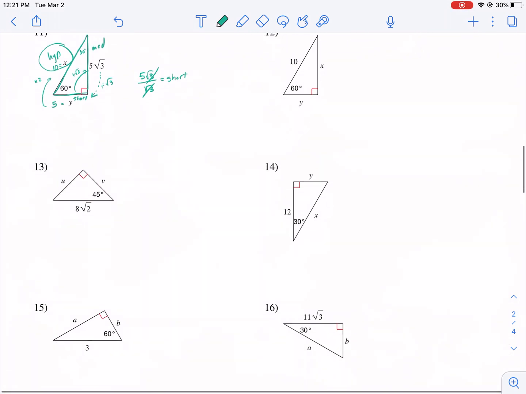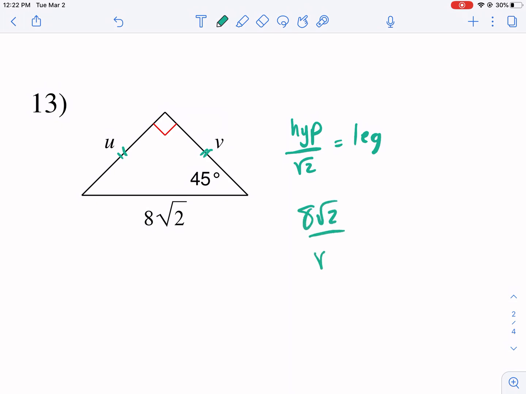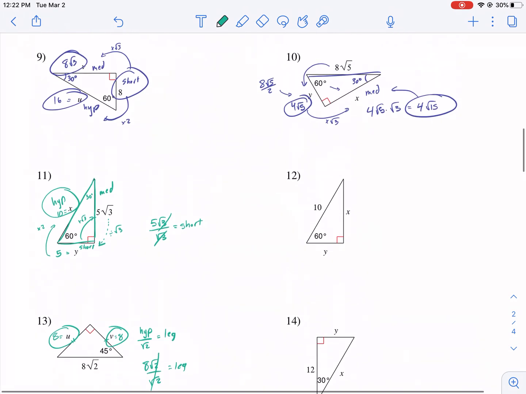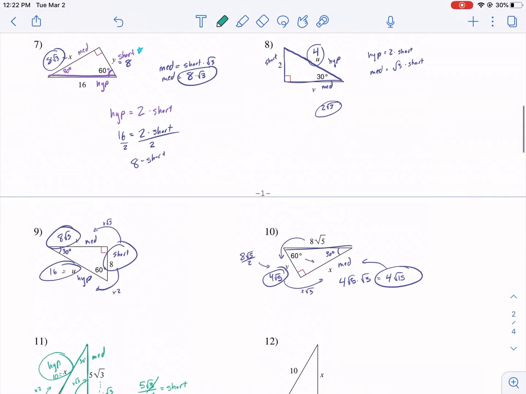Let me do another 45, 45, 90 just for kicks. So here we have this one. We know the legs are going to be the same. Our rule here is we go from the hypotenuse to the leg by dividing by radical 2. So we know our hypotenuse is 8 radical 2, over radical 2 is what we're dividing by to get our leg. The radical 2s cancel out and we're left with 8, and we're left with 8. So 45, 45, 90 is kind of like the easy one. 30, 60, 90, definitely have to label all 3 sides. Not as obvious. Make sure you take your time with these.